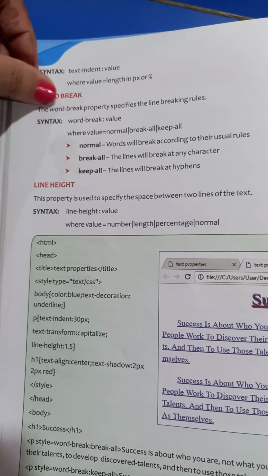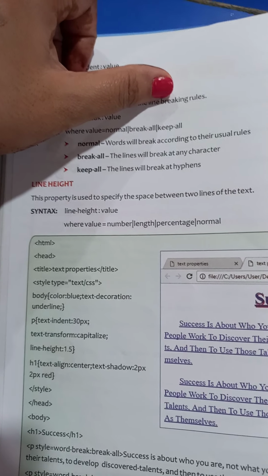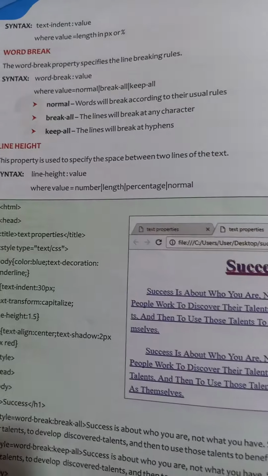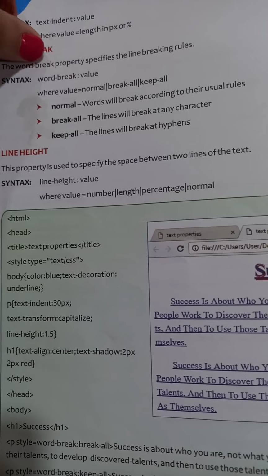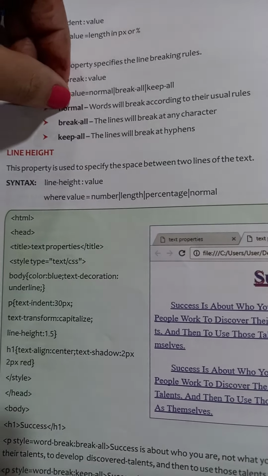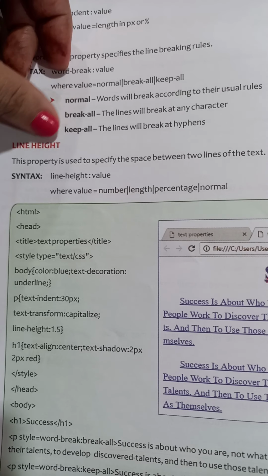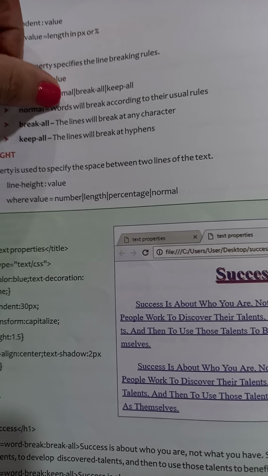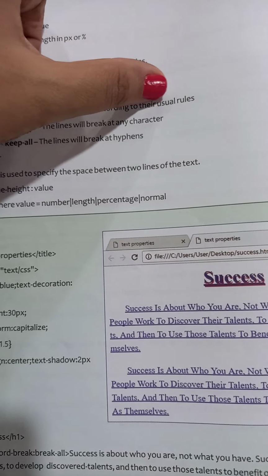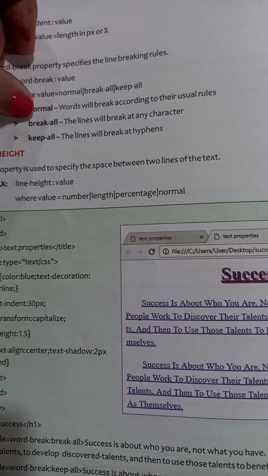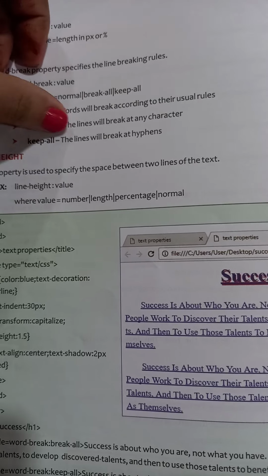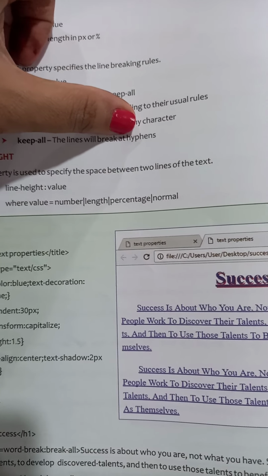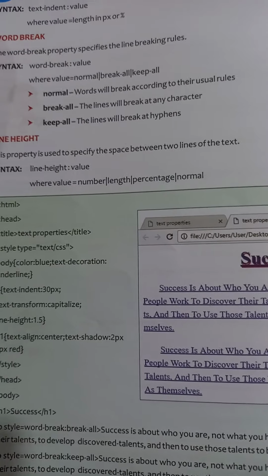Alright, so word-break is the property that specifies the line breaking. If you want to break the line, you need to use the word-break option. Here we have three types of word-break option: normal, break-all, keep-all. Normal means words will break according to their usual rules. Next is break-all. The lines will break at any character, and the line will break at the hyphens, right? Next is line height.